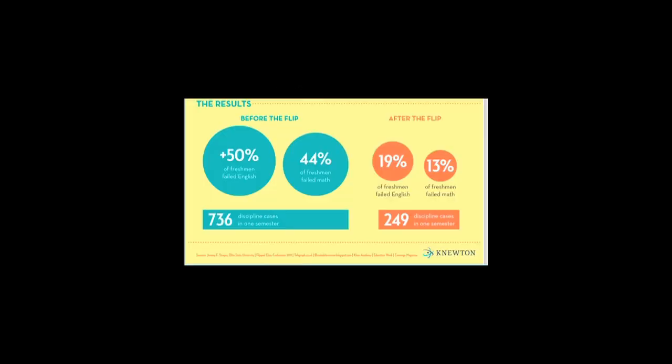Overmeyer cites statistics from a school case study that before flipping, 50% of freshmen failed English and 44% failed math. After flipping, the numbers were 19% and 13% respectively. That's not to mention that disciplinary cases dropped from 736 in one semester to 249 during the flipped semester. Those figures alone are enough to make me want to attempt flipping my classes.